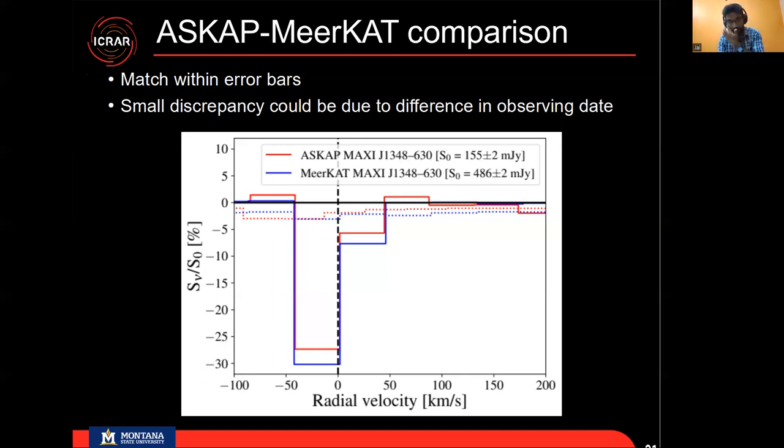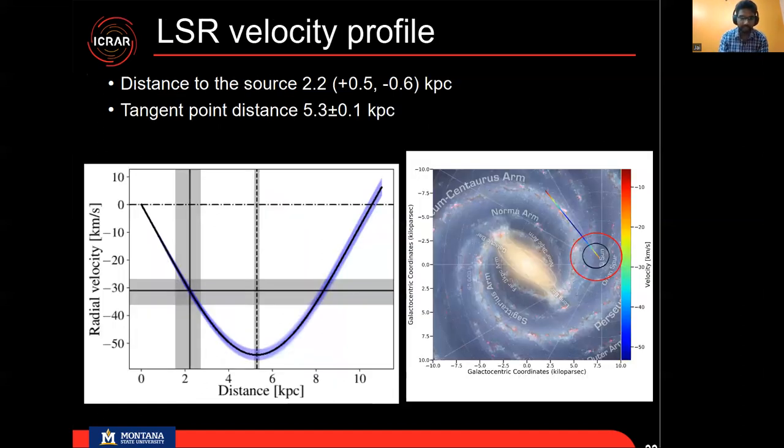Now, when we go to the next slide, you can see that the rotation curves further suggested that at the tangent point, the velocity is around minus 50 that we have detected in the case of our extragalactic sources. And from the velocity that we have detected for our source, we got a distance of around 2.2 kiloparsecs. And when we put it on the cartoon diagram, we see that the source is situated in front of the Scutum-Centaurus arm, whereas 1535 was somewhere within the Scutum-Centaurus arm.